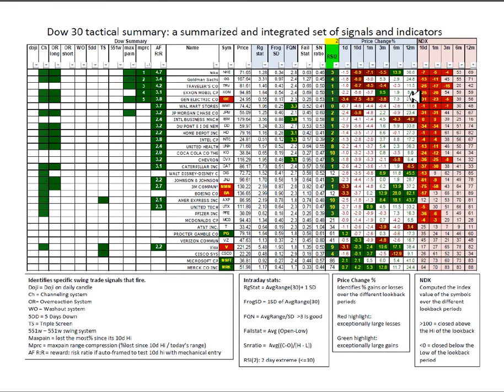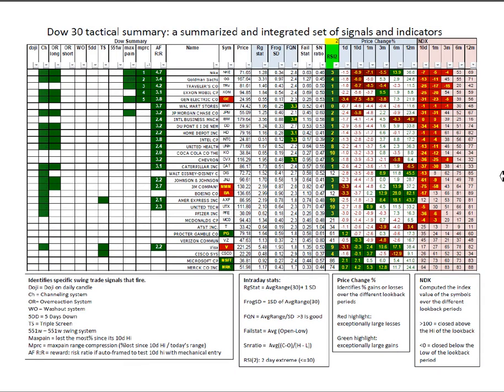So we use this page to pull together a bunch of different ideas, and one of the things I look at then is the NDX. We're figuring out where today's close is compared to the previous highs and lows of the look-back period in question.